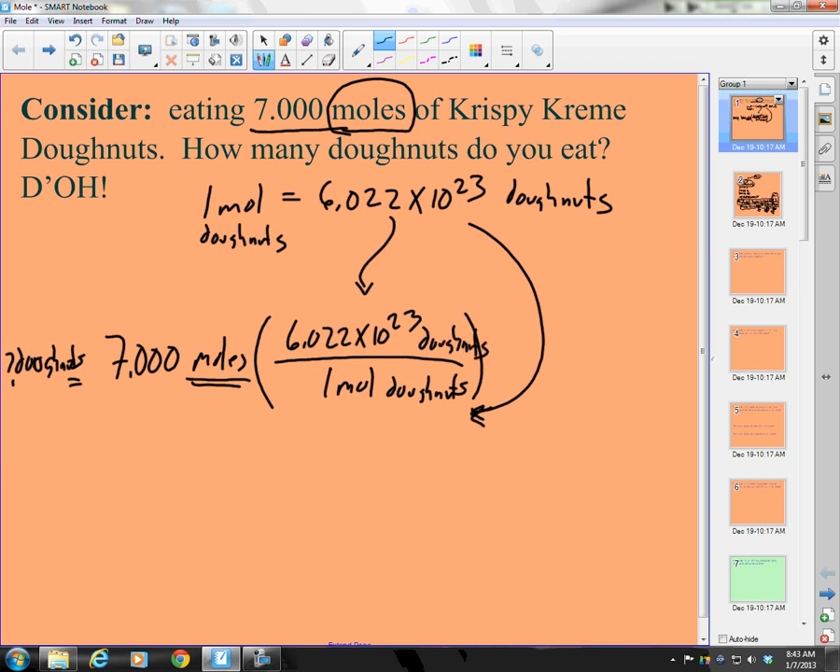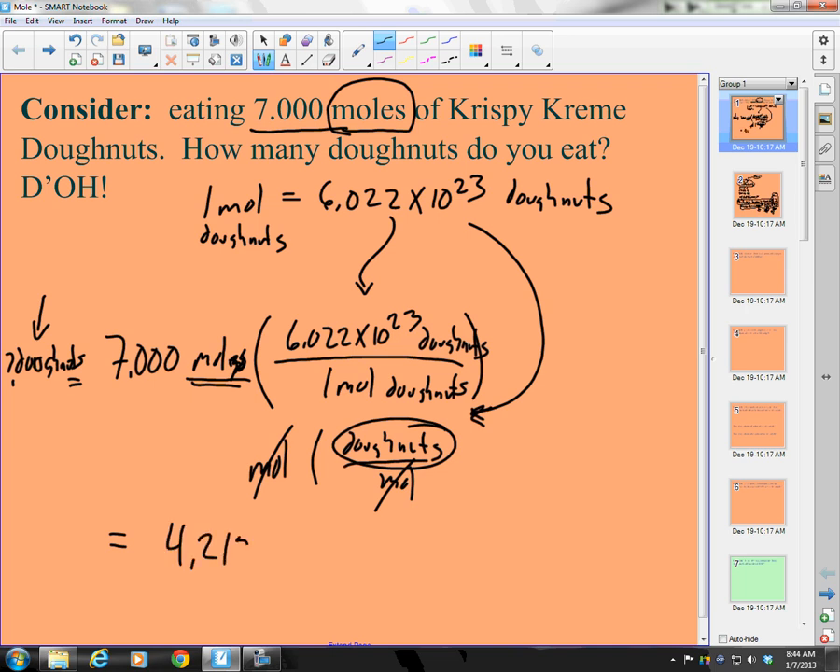Good. Now, if I just look at my units, I have 7 moles times donuts over moles, right? Good. So what happens to my moles? My moles cancel, and I'm left with donuts. So that's what I'm looking for. I'm looking for donuts. So I take 7.000 times 6.022 times 10 to the 23rd, and I get 4.2154 times 10 to the 24th.